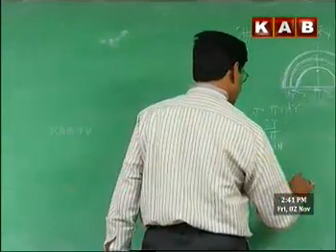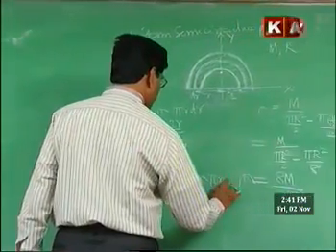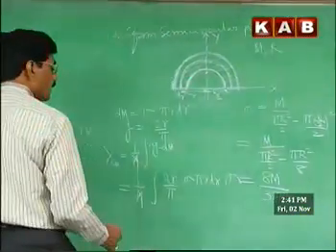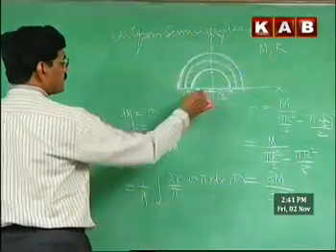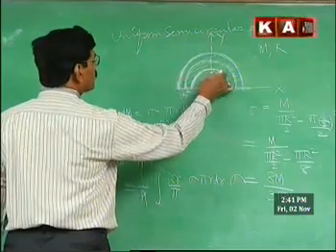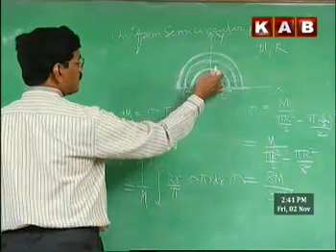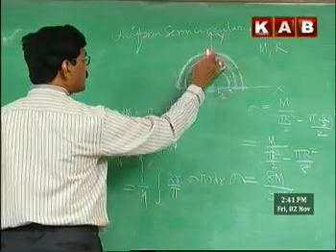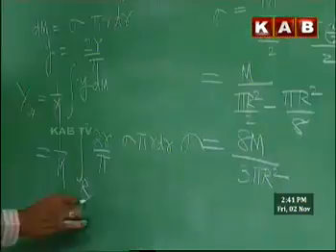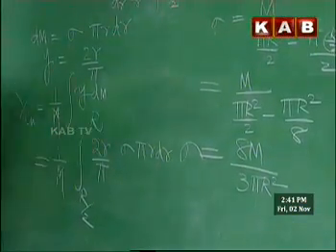and sigma pi r dr as it is, and r varies with what limits? From 0 to r by 2 there is no mass at all. Therefore the lower limit is not 0 here. The lower limit is r by 2 to r. Therefore, the limits are from r by 2 to r.